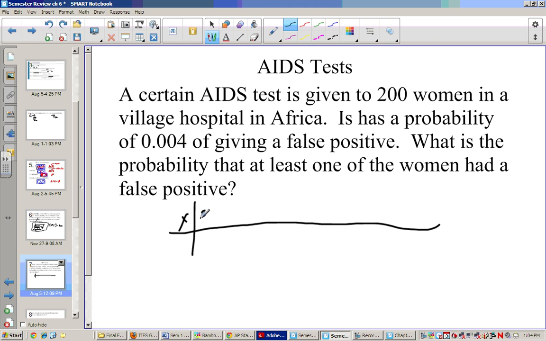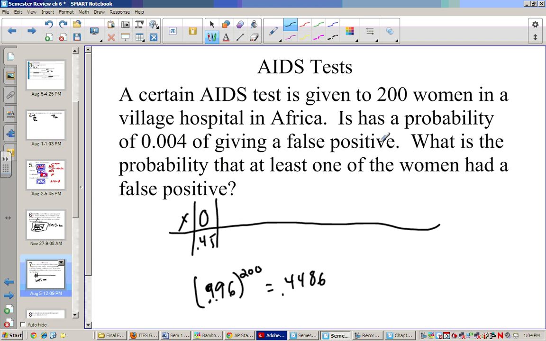The probability that 0 women get a false positive is kind of like a binomial situation, and this is actually a binomial situation, but 0.996 to the 200th power is the probability that no women get this. So if I take 0.996 to the 200th power, that's 0.4486, so say 45%.